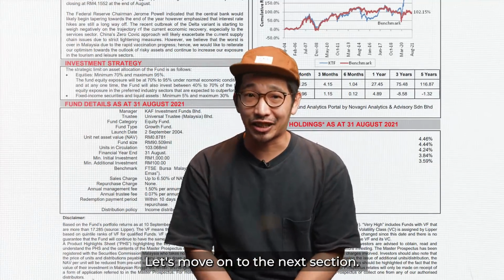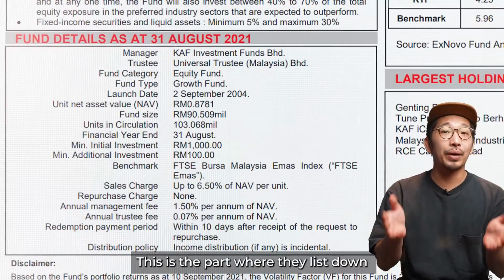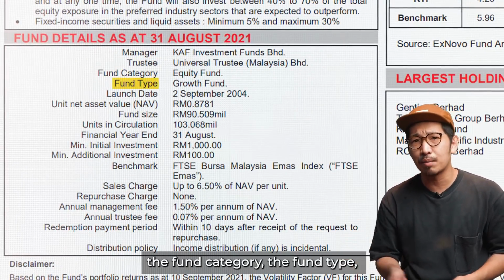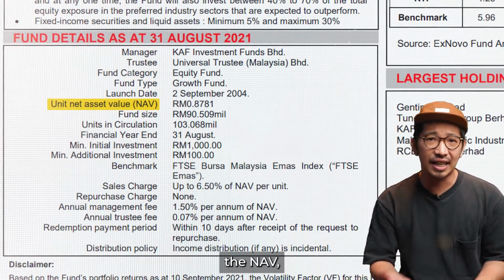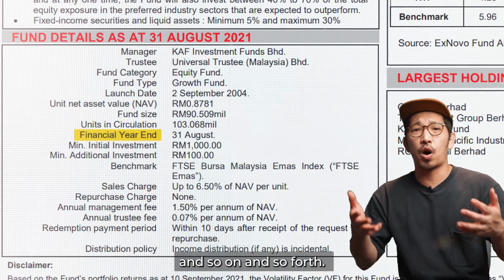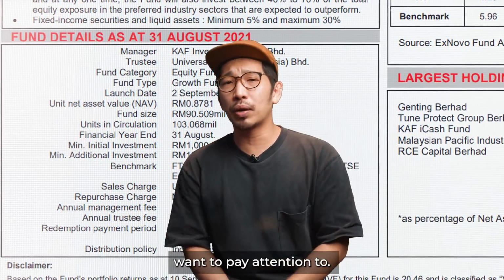Let's move on to the next section, the fund details. This is the part where they list down the name of the manager, the trustee, the fund category, the fund type, the launch date, the NAV, the fund size, and the total value in circulation, financial year end, and so on and so forth. A few things you may want to pay attention to.